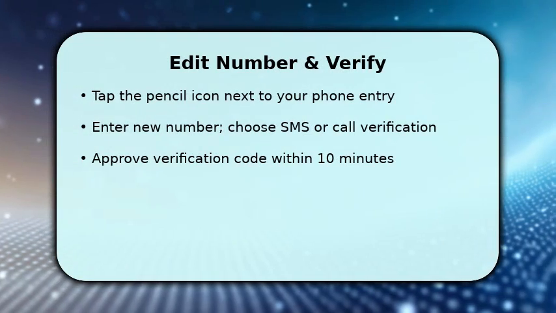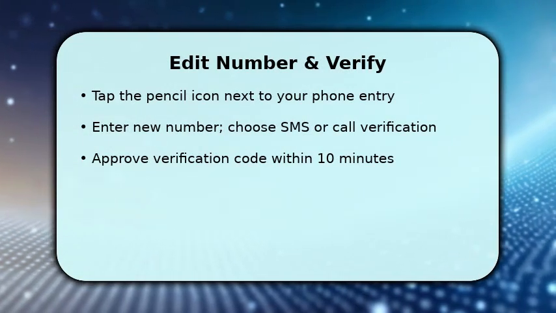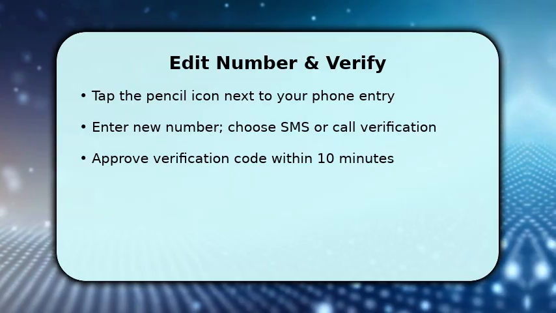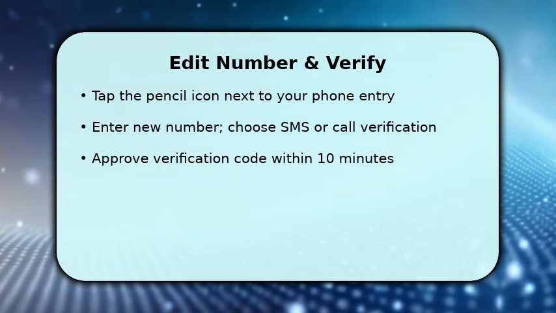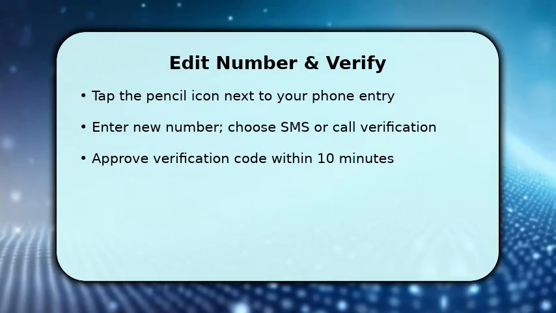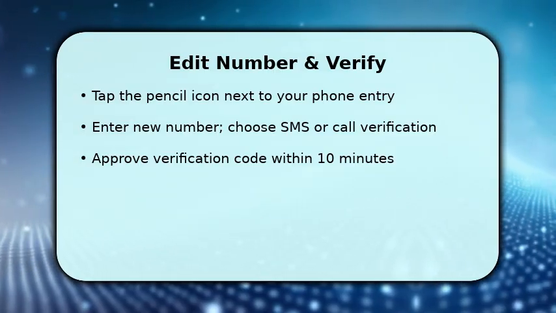You now replace the old number with the new one. Tap the pencil icon next to phone, type the new number with country code, and choose SMS or call for verification. This is how Google proves you control that device. Once done, Google sends a numeric code. Enter it promptly and submit.